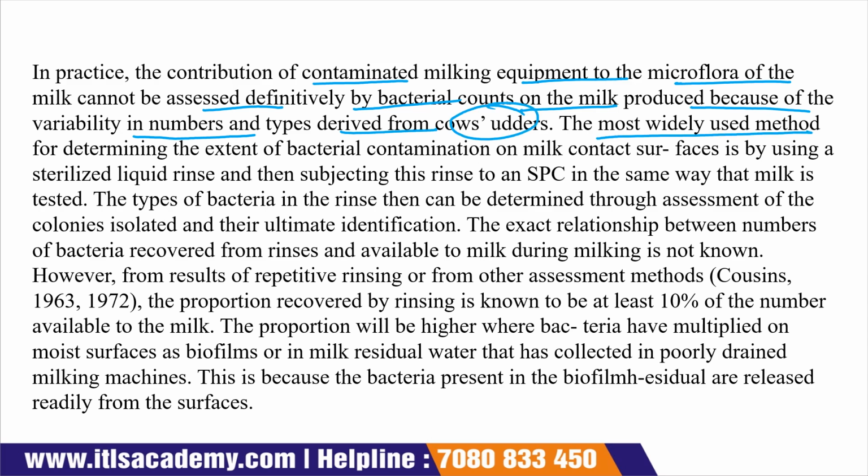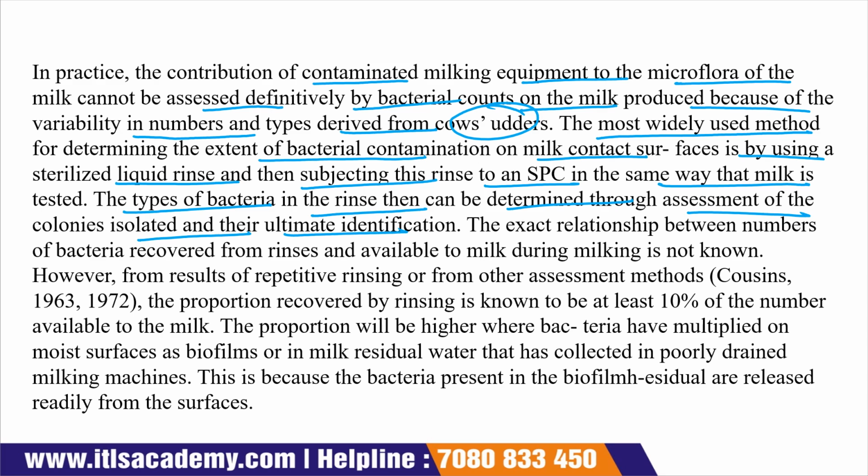The most widely used method for determining the extent of bacterial contamination of milk contact surfaces is by using a sterilized liquid rinse, then subjecting the rinse to an SPC. In the same way that milk is tested, the type of bacteria in the rinse can then be determined through an assessment of colonies isolated and their ultimate identification.